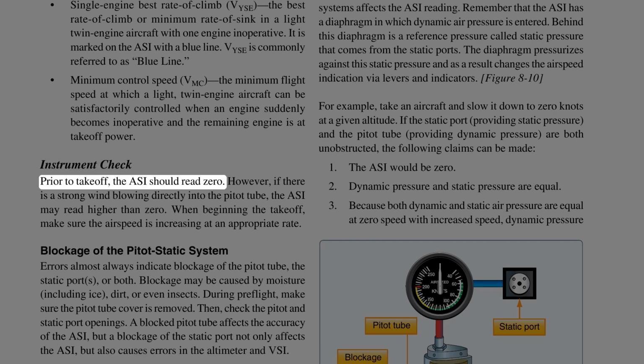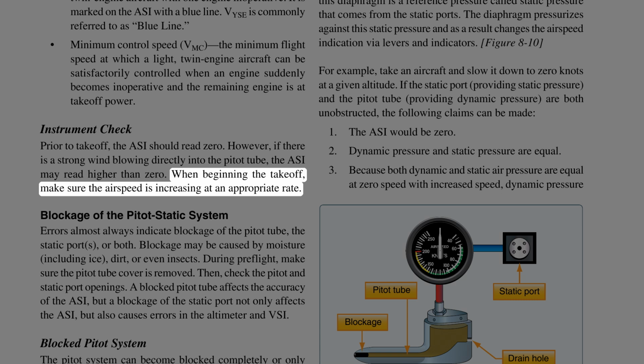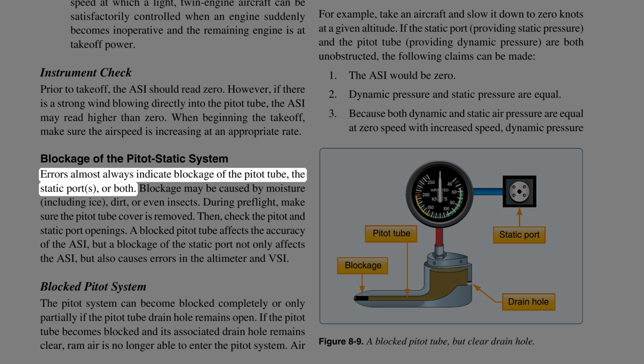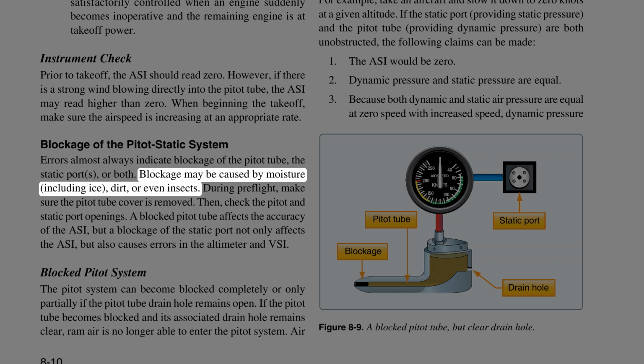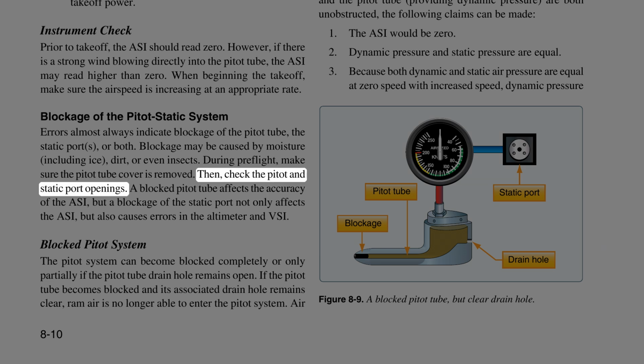Instrument check. Prior to takeoff, the ASI should read 0. However, if there is a strong wind blowing directly into the pitot tube, the ASI may read higher than 0. When beginning the takeoff, make sure the airspeed is increasing at an appropriate rate. Blockage of the pitot-static system. Errors almost always indicate blockage of the pitot tube, the static ports, or both. Blockage may be caused by moisture, including ice, dirt, or even insects. During preflight, make sure the pitot tube cover is removed. Then, check the pitot and static port openings.